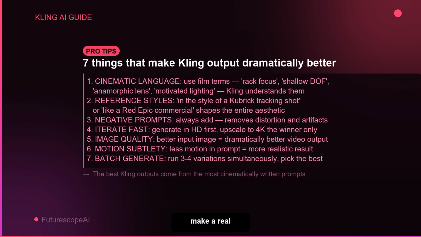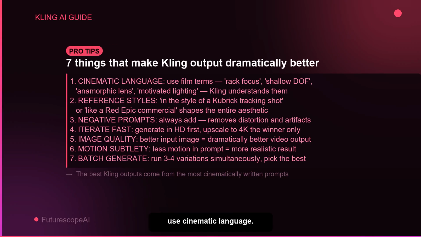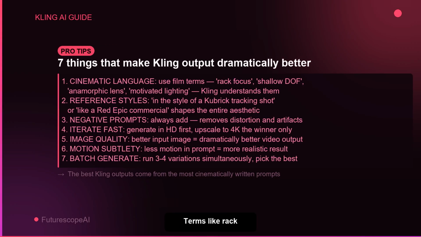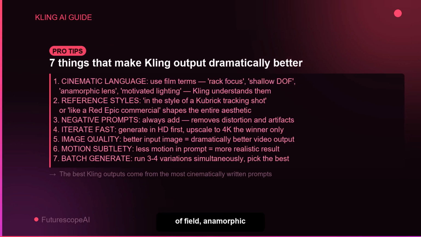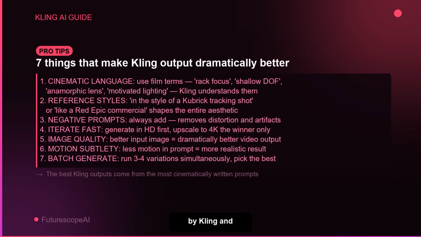7 tips that make a real difference to your Kling output. 1. Use cinematic language. Terms like rack focus, shallow depth of field, anamorphic lens, and motivated lighting are understood by Kling and shape the output precisely. 2. Reference visual styles. Telling Kling you want something in the style of a Kubrick tracking shot or a RED Epic commercial film gives it a clear aesthetic target.